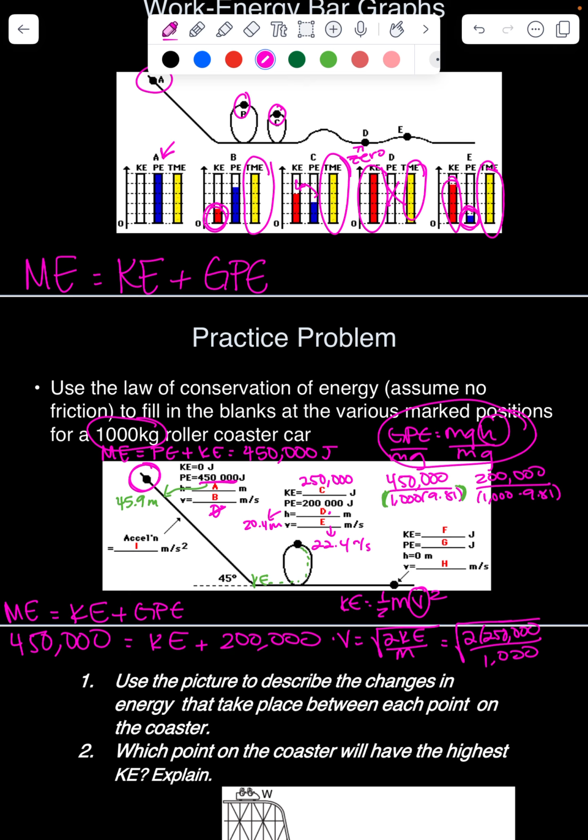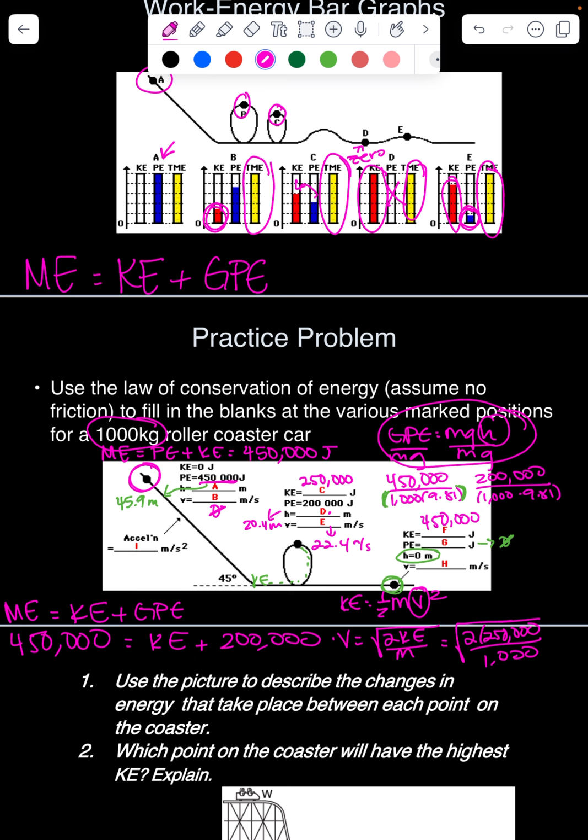So now at our last point, hopefully we notice that our last point is at ground level. So if we are at our 0 level, that means that our potential energy is 0, which means that entire mechanical energy is going to be kinetic energy. So our kinetic energy is 450,000 joules.